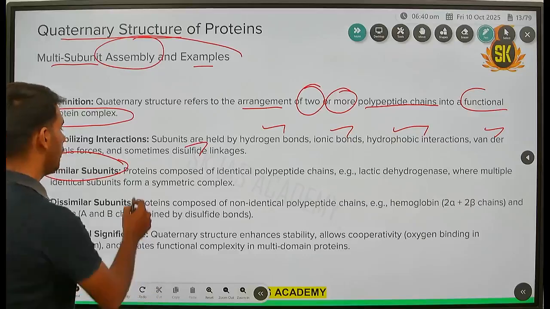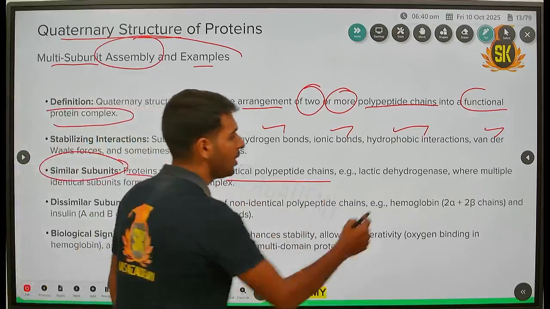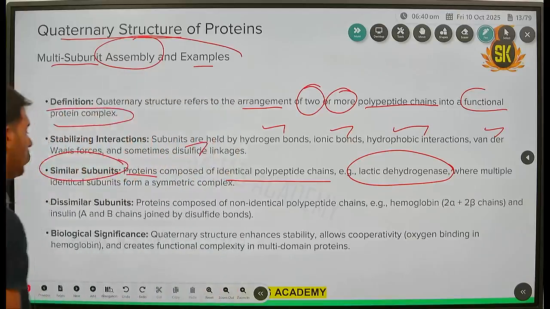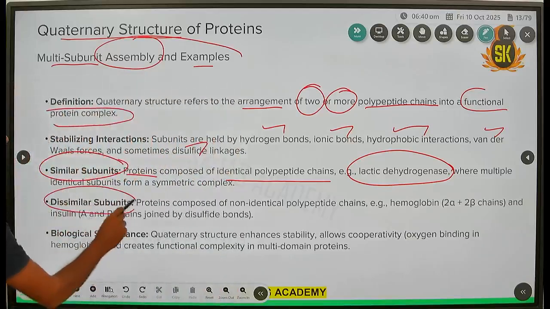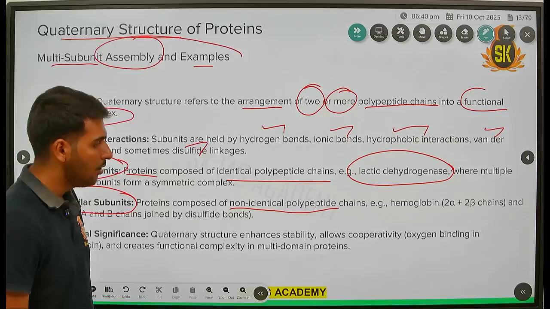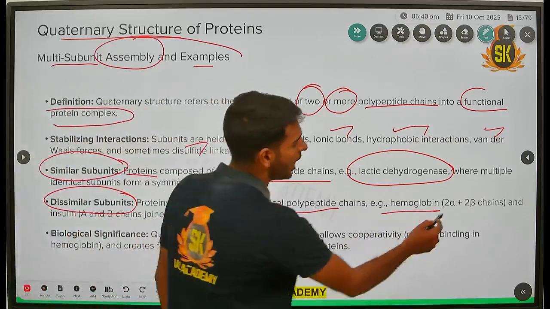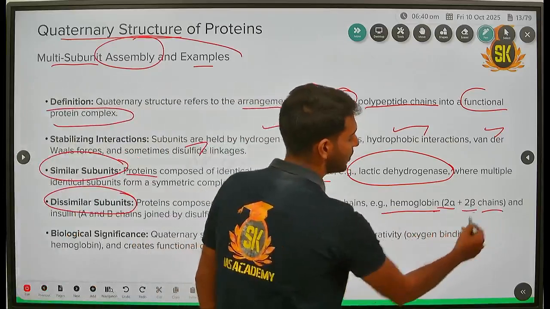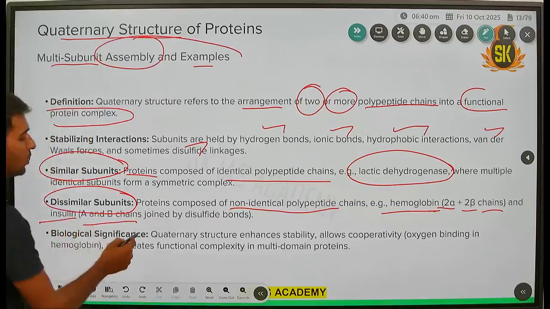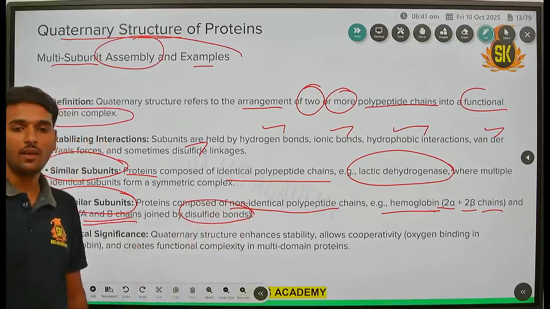Proteins composed of identical polypeptide chains, for example lactic dehydrogenase. Now dissimilar subunits, consisting of non-identical polypeptide chains: we have hemoglobin, which has two alpha and two beta chains, and insulin, with A and B chains joined together by a disulfide bond.